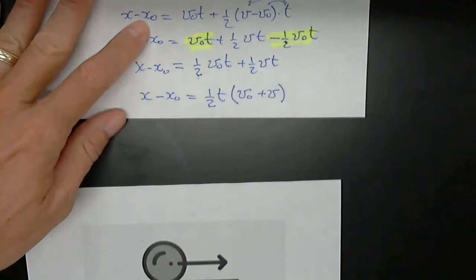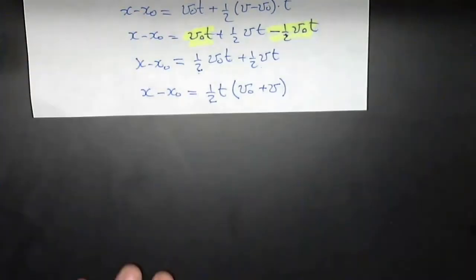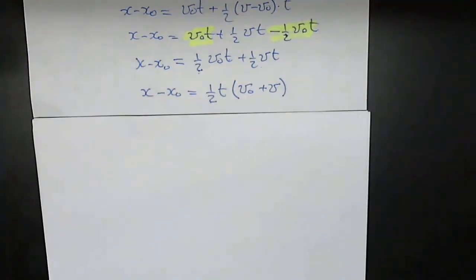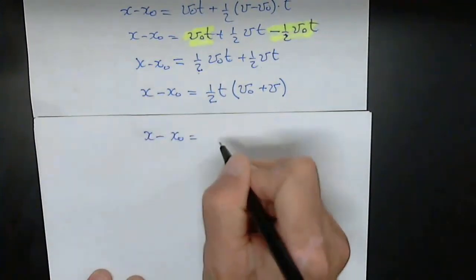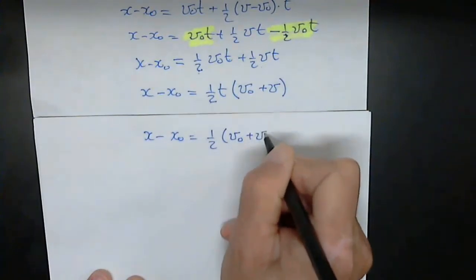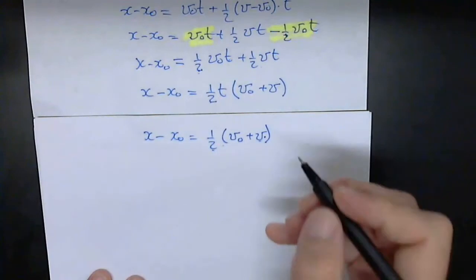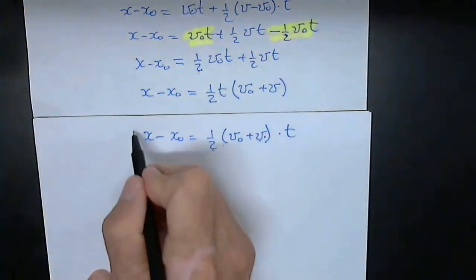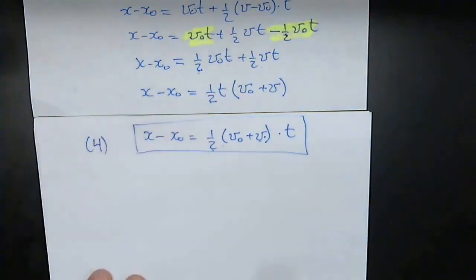This can be rewritten as this, because it looks like the average velocity, the final plus the initial divided by 2, times t. And this is equation number 4.